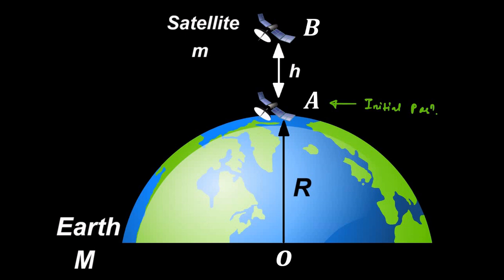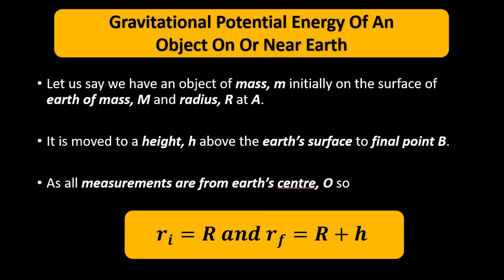Then it moves a vertical height h up to point B, vertically upwards. This is the final position, and it is lifted by a height small h. So now at the final position B, the separation distance is capital R plus small h. This is the final position Rf. Ri is equal to R, Rf is equal to R plus h.